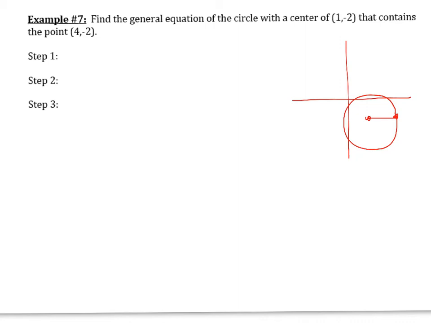Well, probably the easiest thing to do is find the standard form version of this equation and then transform it to general. So the first thing we need to do is find a radius, because that's going to be key in our writing of the equation. We already know the center, so just knowing the radius would be good. We'll then write it in standard form, and then we'll convert it to general form.